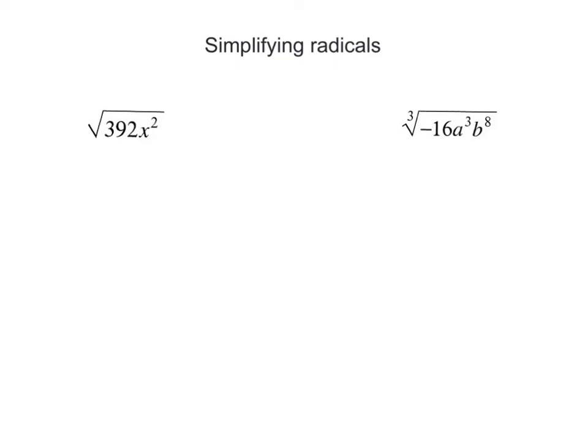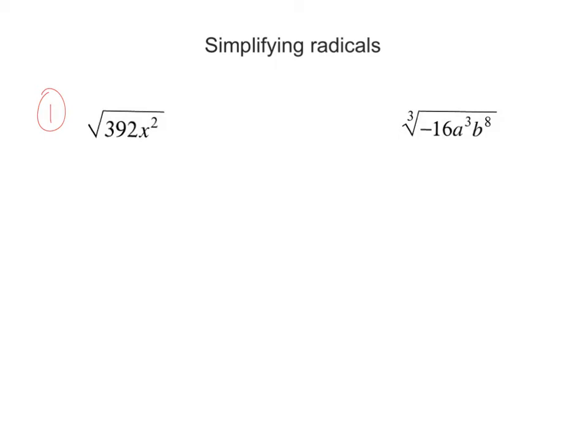Hey everyone, so I'm going to do a video on radicals because it'll help clear up a few things that you were confused about in class. So I'm going to go over adding, subtracting, multiplying, and dividing, and simplifying them. So the first question I have is the square root of 392 x squared.